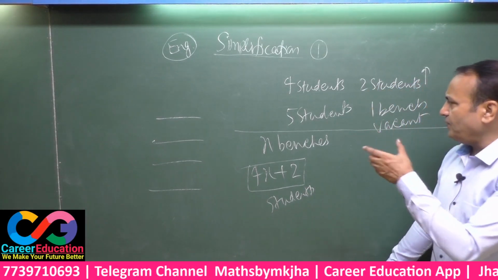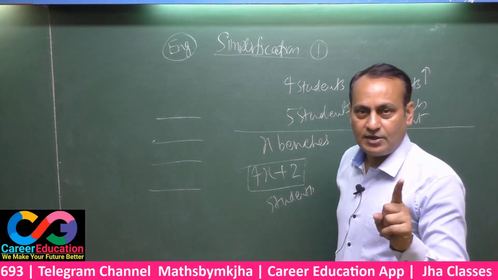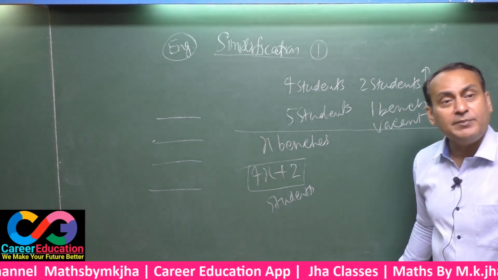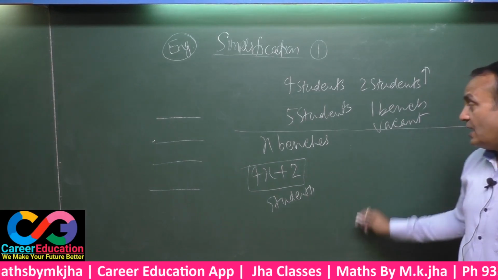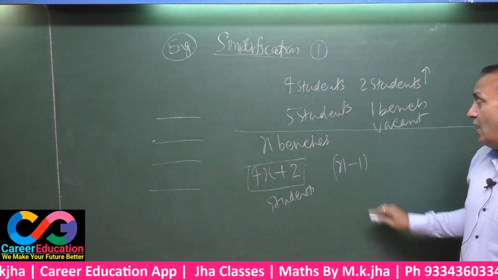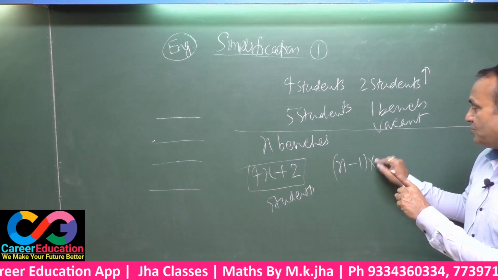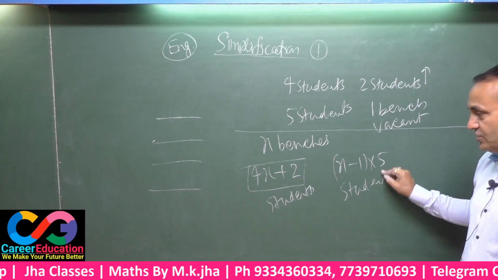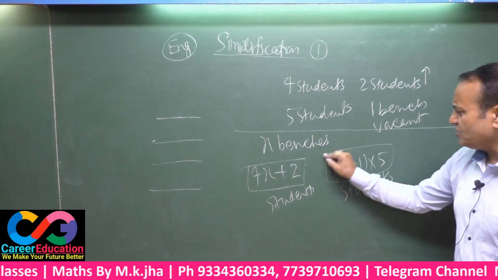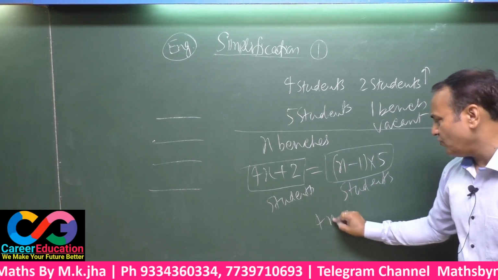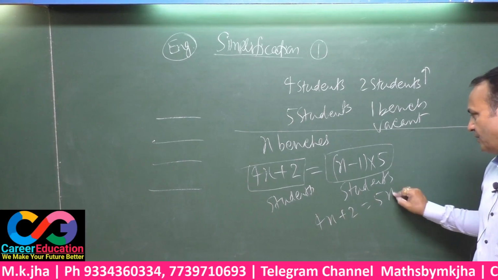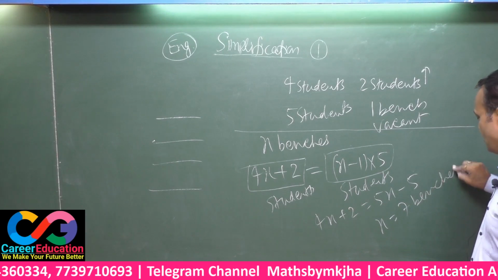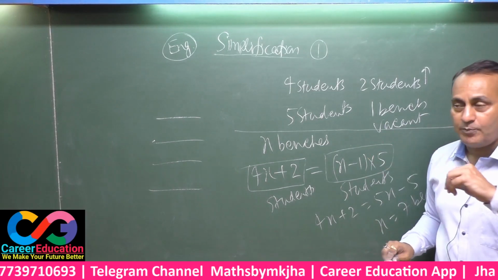Certainly, if 5 students are sitting on a single bench, only one bench remains completely vacant. That means x minus 1 benches are completely filled by 5 students on a single bench. That means these are also the number of students. This must be equal. Now this is 4x plus 2 equals 5x minus 5, and this gives x equals 7. That means in that classroom 7 benches are there.